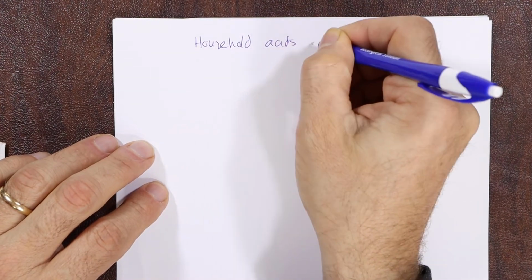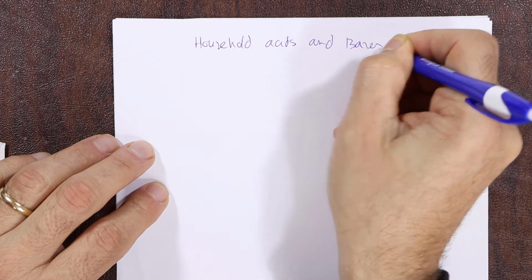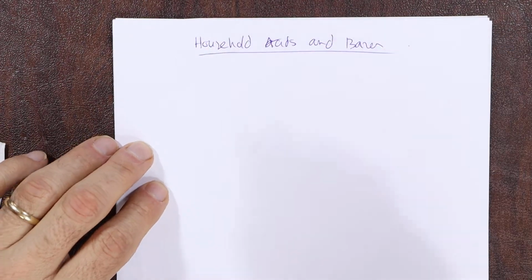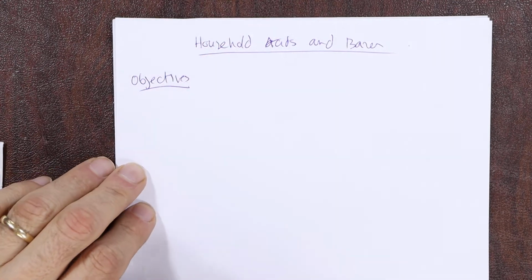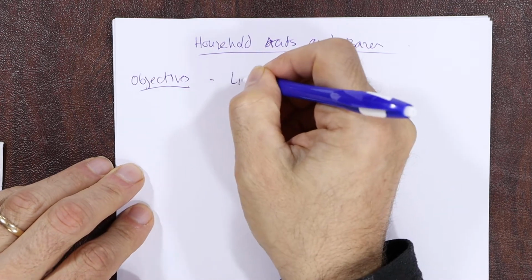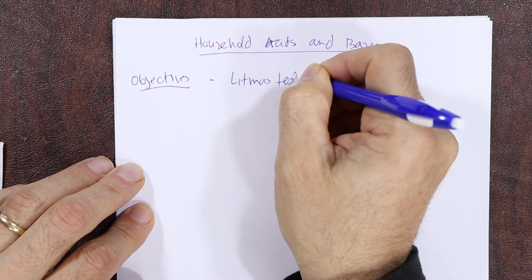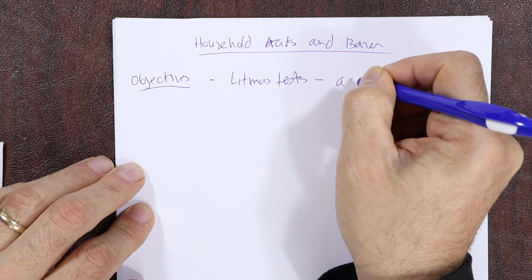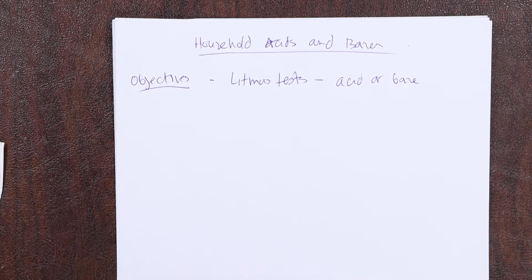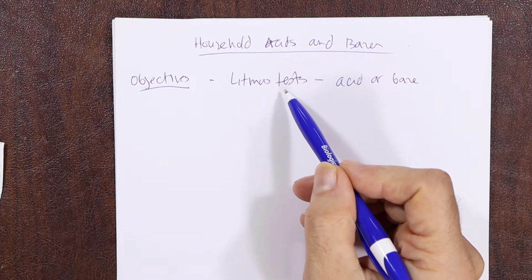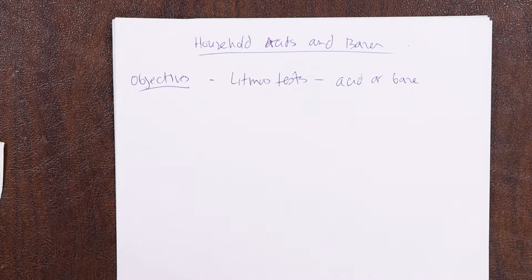Household acids and bases. In your lab, should we have done this, we would have done three things. We'd have done what's called a litmus test. That's a simple piece of paper that changes color in the presence of an acid or a base. So it's kind of a yes or no test. We're not going to do those, but there are videos online if you want to see it. Basically red turns blue in the presence of a base and blue turns red in the presence of an acid. So always associate red with acid and blue with base.